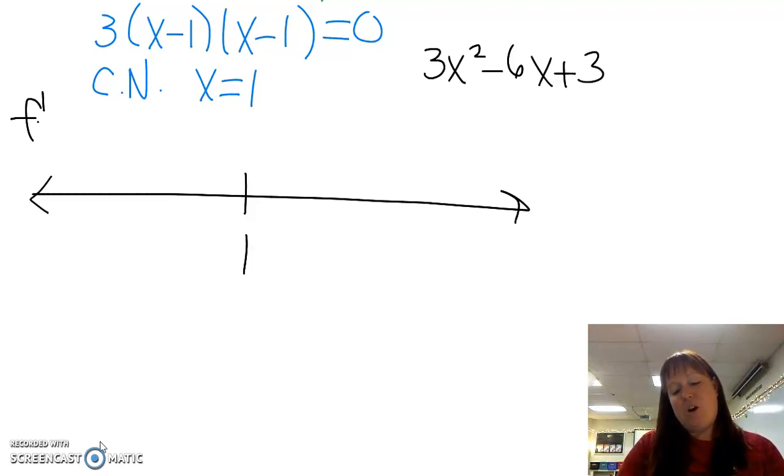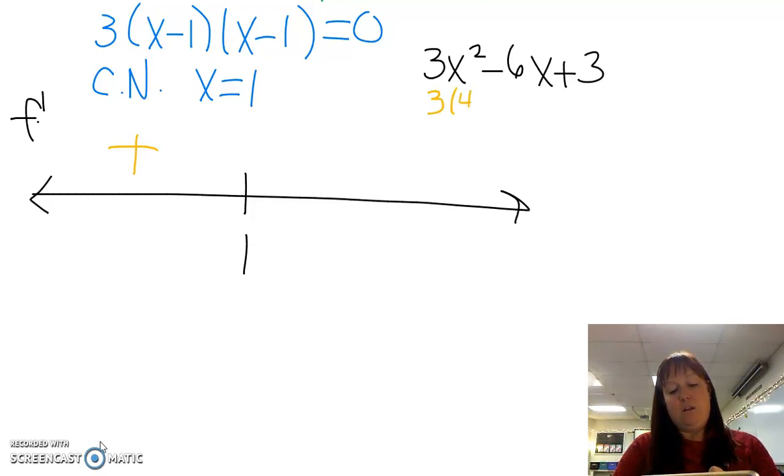All right. So before x equals 1, x is 0, right? And our function is positive because 0 plus 0 plus 3 equals positive 3. After x equals 1, we have something like 2. So, we could put in 100 if we wanted, but we won't.